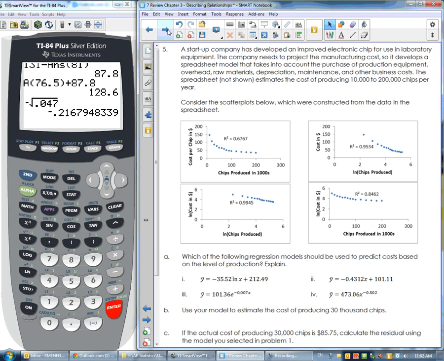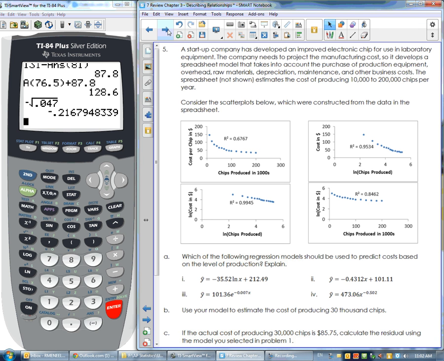Okay, and the very last problem, this gets us looking at linearization. So number 5 says, a startup company has developed an improved electronic chip for use in laboratory equipment. The company needs to project the manufacturing costs, so it develops a spreadsheet model that takes into account the purchase of the production equipment, overhead and raw materials, depreciation, maintenance, and other business costs. The spreadsheet, which isn't shown, estimates the cost of producing 10,000 to 200,000 chips per year. And then you're asked to consider the scatter plots below.